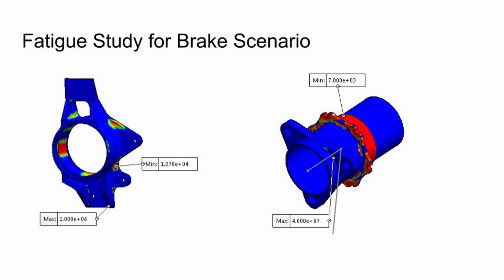A fatigue study was performed on the upright and hub because the minimal life cycle of the brake scenario has a far shorter life expectancy than the bump scenarios. From this study, it can be seen that the upright has a minimum life cycle of 1,265 and the hub has a minimum life cycle of 7,000. The effects of maximum braking is more severe than bump force, which is due to the large torque on the fragile parts of both the upright and the hub.